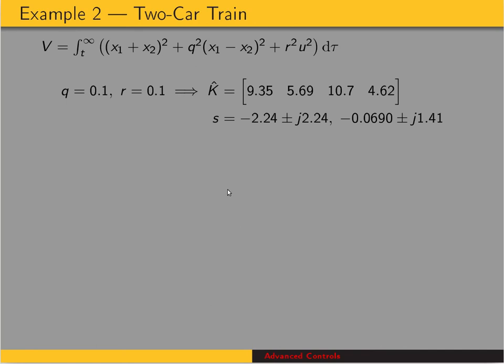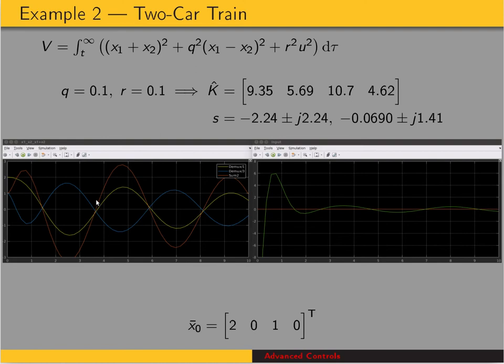Now what if we change that? We'll decrease Q and R, so now we're penalizing the sum of the displacements most heavily, and we end up with these different values for the gain and different closed loop poles. And here is the somewhat surprising response. If you look at x1 and x2, you see that their sum goes to 0 rather quickly.